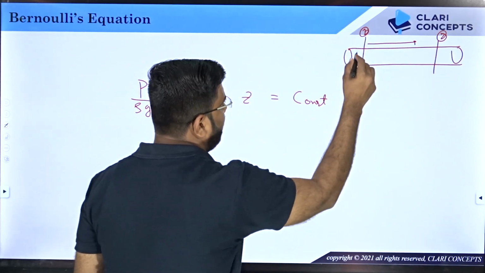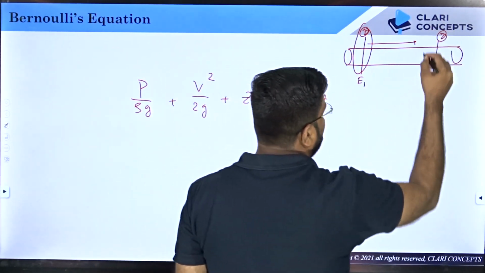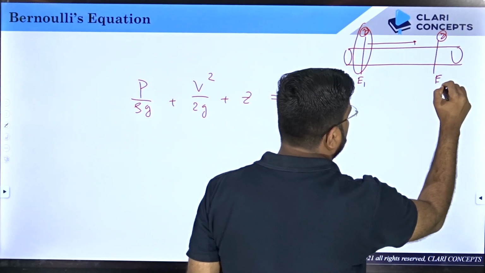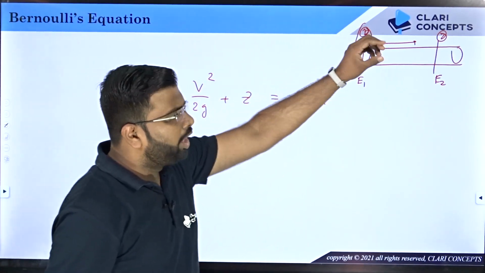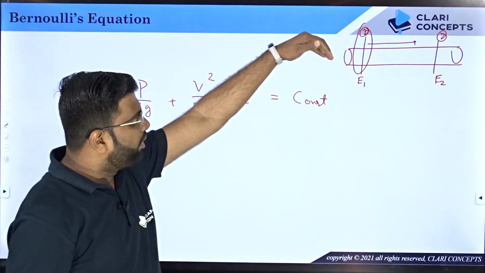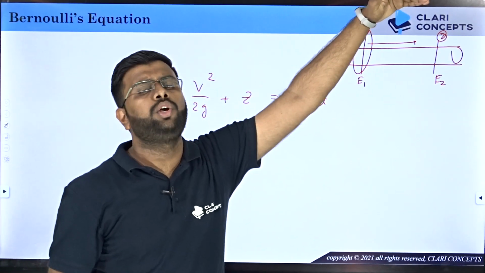Now, if you figure out the energy content of the fluid at section 1 as, let's say, E1, and the energy content of the fluid at section 2 as E2. Now, what all will you take into account? The fluid will have pressure, that is P, it will have velocity, that is v, and it may also be located at a particular height, so it will also have potential energy.